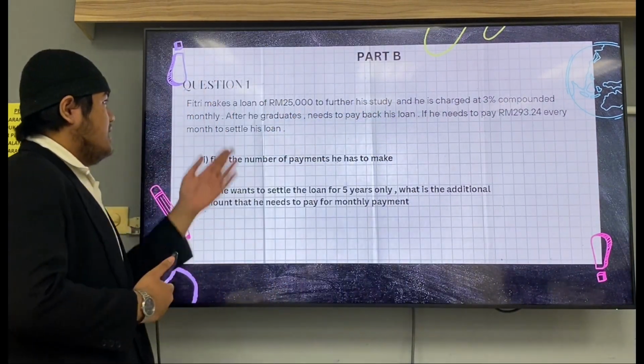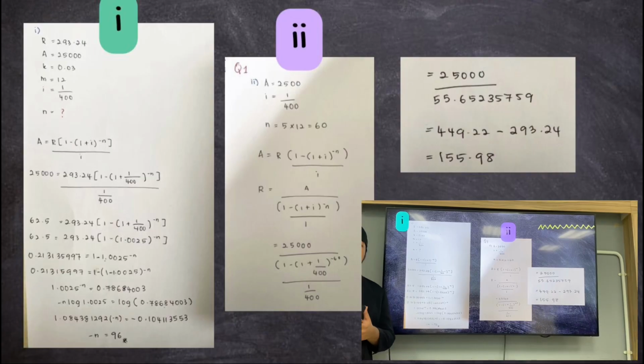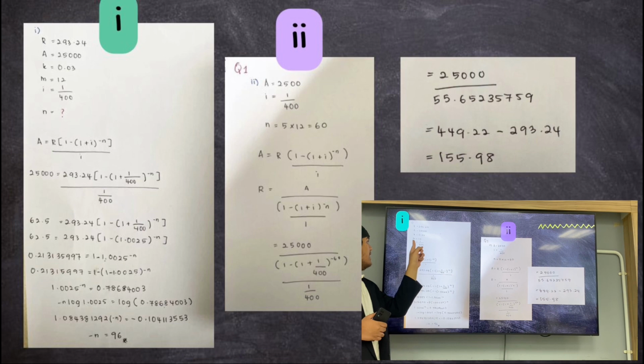So for part B, question 1, this is the question. So for the first Roman, the question asks us to find the number of payment. So firstly, we need to list out the keyword that we have from the question. R equal to 293.24, A equal to 25000, K equal to 0.03, M equal to 12, and I equal to 1 over 400. So we need to find the value of N. How to find the value of N? We need to use the formula A equal to R in bracket 1 minus in bracket 1 plus I, the power of negative N over I.